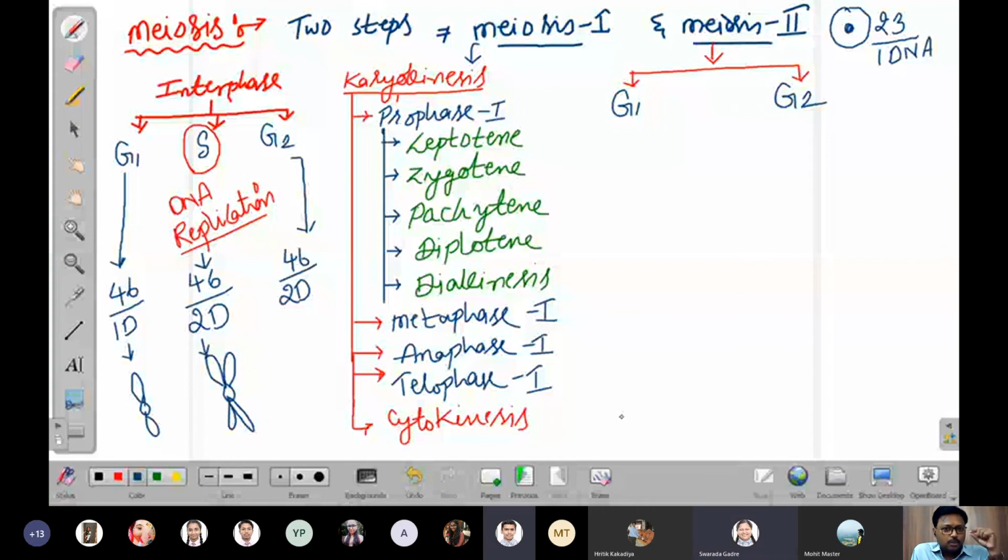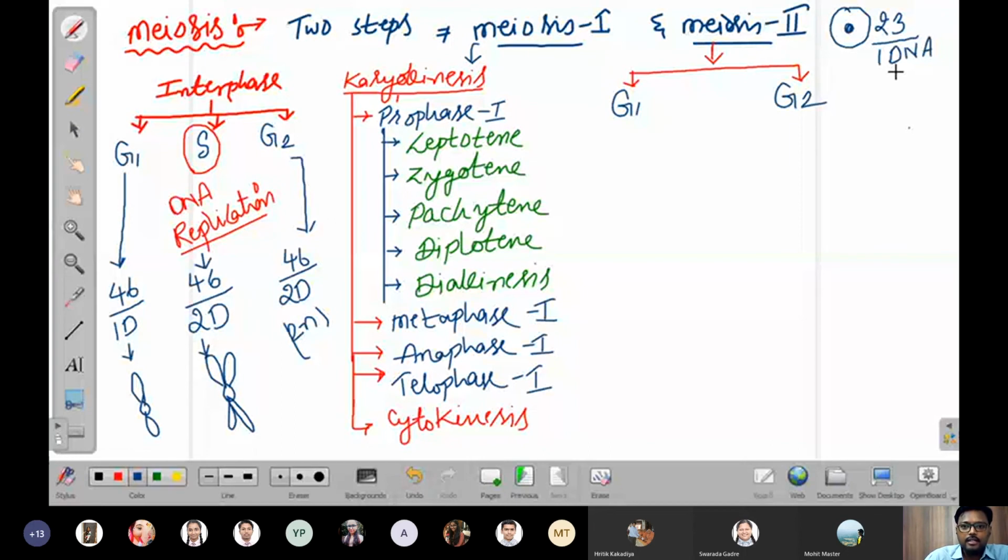Even though 1 DNA is present, it is not a complete genetic material. Why? That will be understood later. Okay? For now, keep in mind the ploidy of the chromosomes. Before meiosis 1, the cell was in diploid condition. Now it is in haploid condition. Chromosomes are only 23, one set of chromosomes. Here, this is called 2N because 46 chromosomes are there, and this is called N.